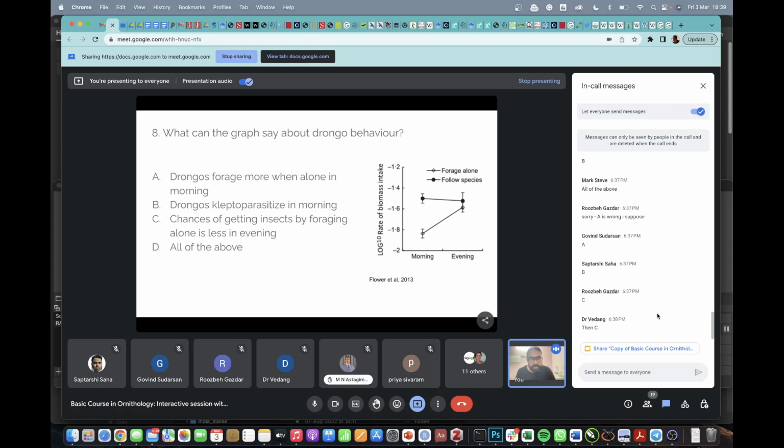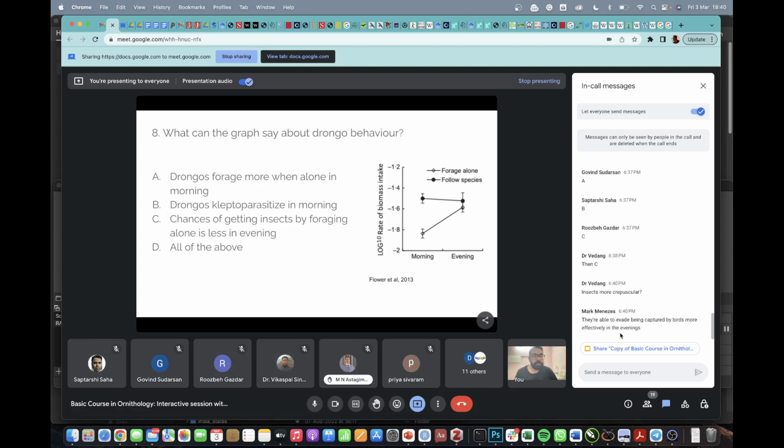So people understood the graph, right? I mean, is there a problem in understanding the graph? It's about drongo, and it's fork-tailed drongo in Africa. Can people hear me? Yes, Jobin, you are perfectly audible.